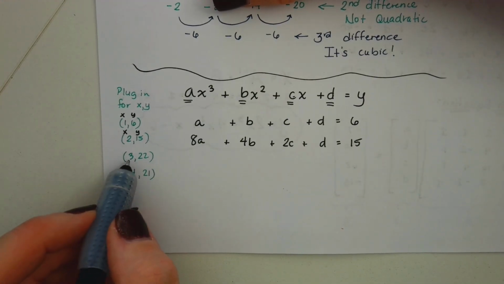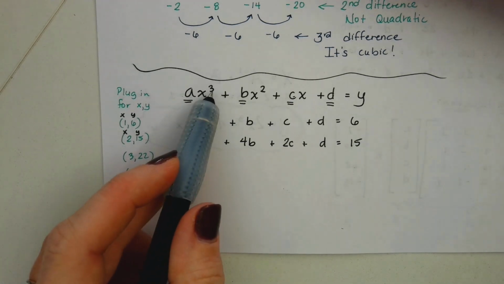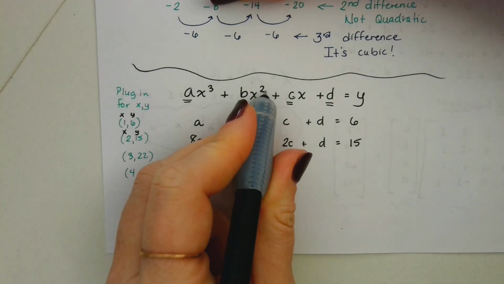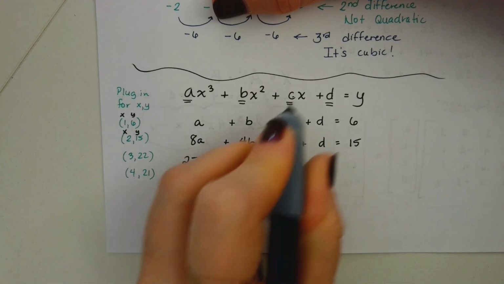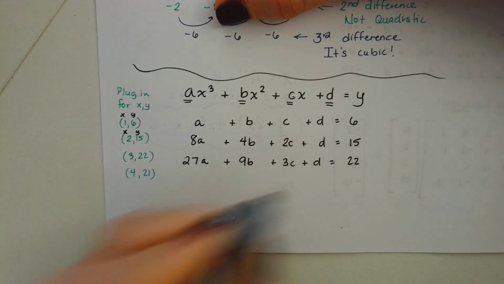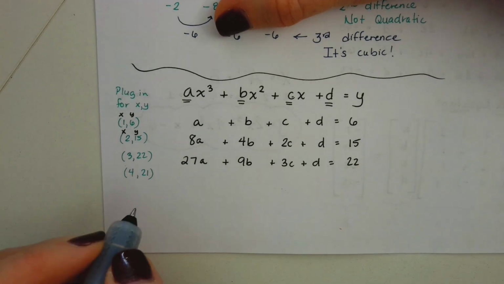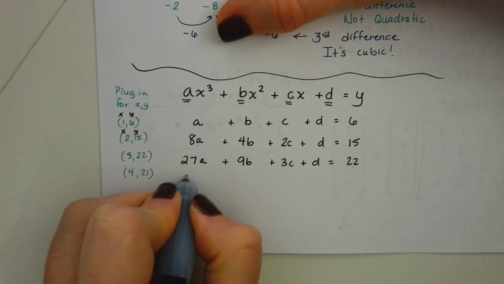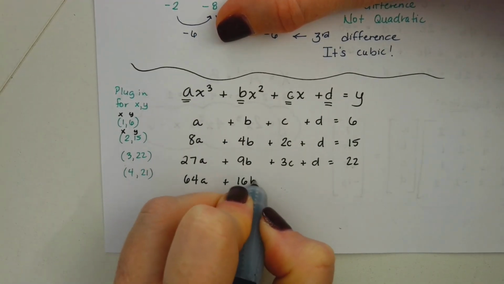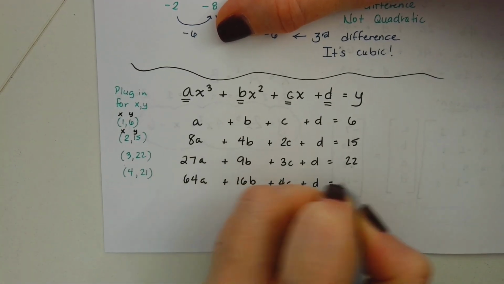Plugging in 3. 3 to the 3rd power is 27a. Good. That would be 9b. C times 3 would be 3c plus d equals 22. And then lastly, plugging in 4. What's 4 to the 3rd power? 64, so that's 64a. 4 squared would be 16, 16 times b. C times 4 plus d equals 21.